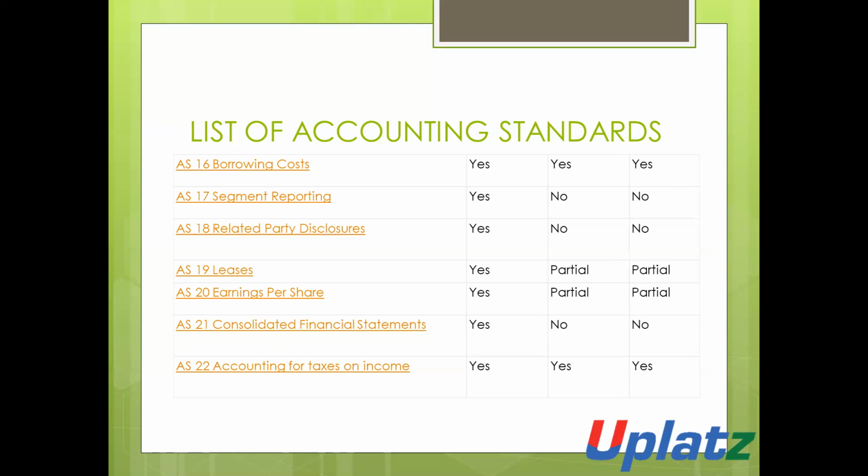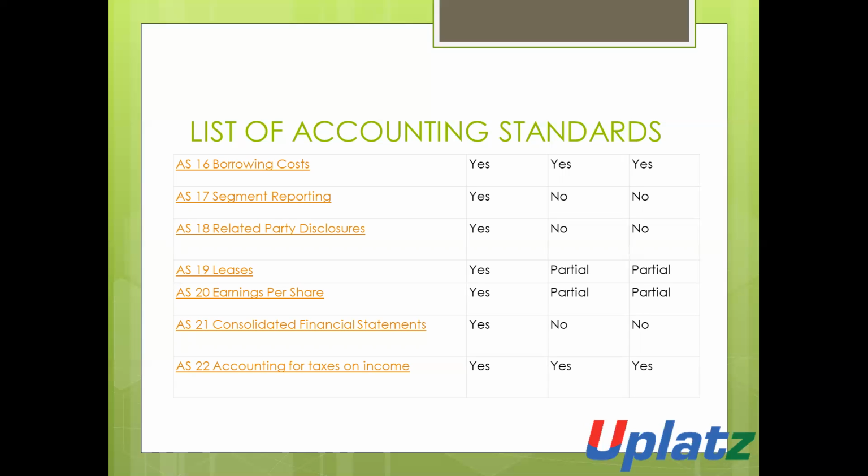AS19, Leases. AS19 is fully applicable on Level 1 enterprises. But in the case of Level 2 and Level 3 enterprises, the provisions of leases are partially applicable. AS20, Earnings per Share, EPS. AS20 is applicable on Level 1 organizations, but it is applicable on Level 2 and Level 3 enterprises only partially, not fully. AS21, Consolidated Financial Statements.